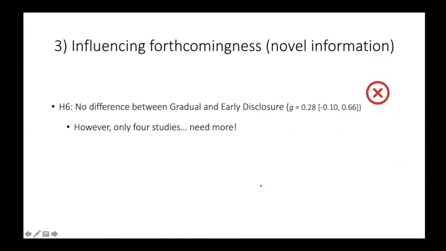Finally, the third research question, we wanted to examine if the evidence timings could influence guilty subjects' or suspects' forthcomingness with novel investigative information or any type of details that were previously unknown to the interviewer. Unfortunately, all these tests were inconclusive or impossible to run because we're lacking studies into this. And in essence, the thing I can say is we need more work here. And that's one of the main conclusions of our meta-analysis as well.